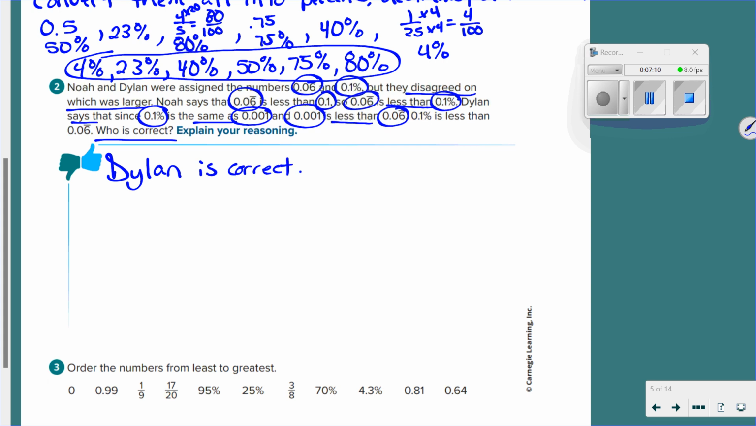And we know that because these are not in the same format. One is a decimal and one is a percent. Yes, it has a decimal in it, but it is a percent. So I have 0.06 as my decimal, and then I have 1/10%. How do I turn that percent into a decimal? Hannah?